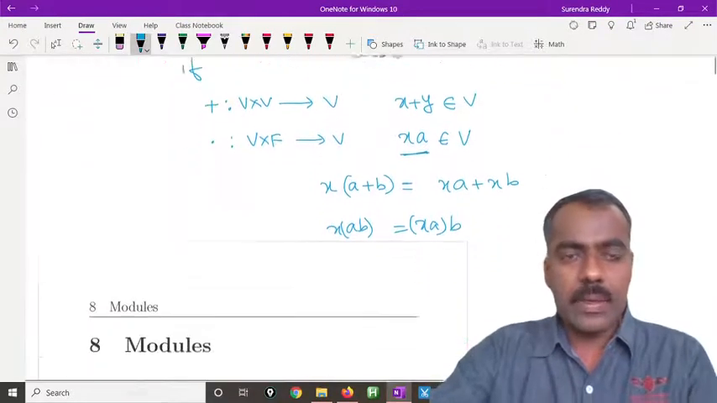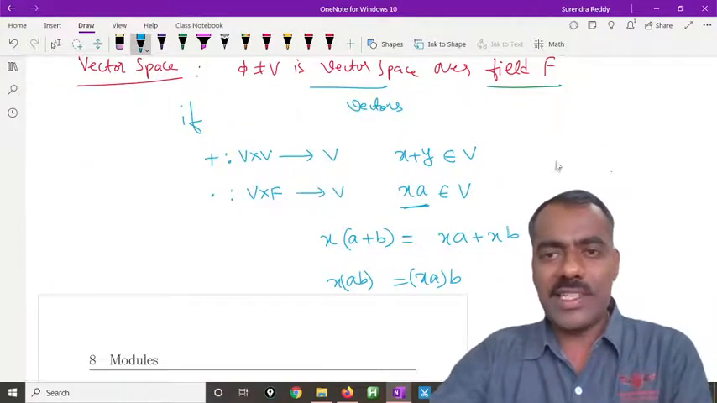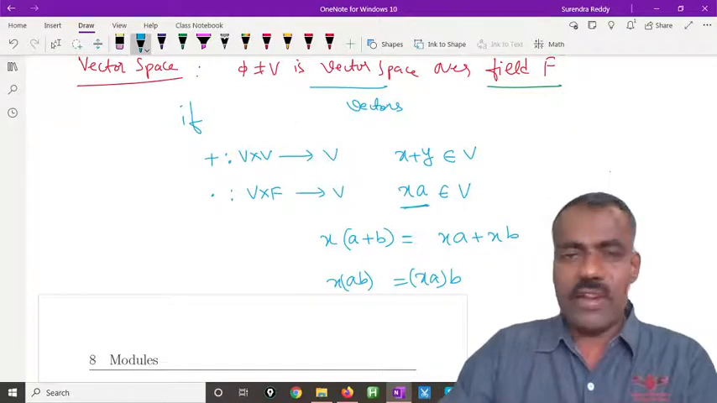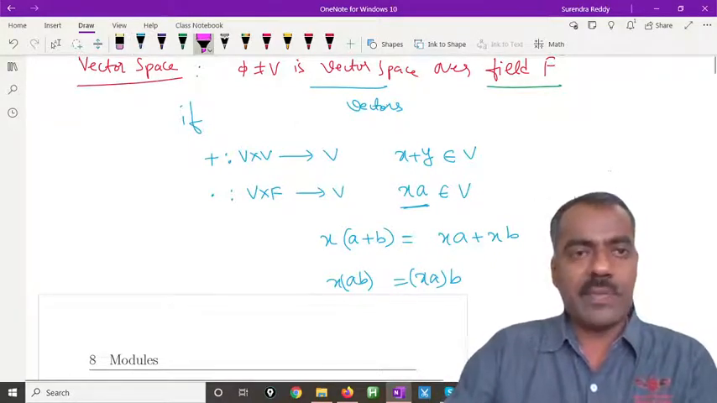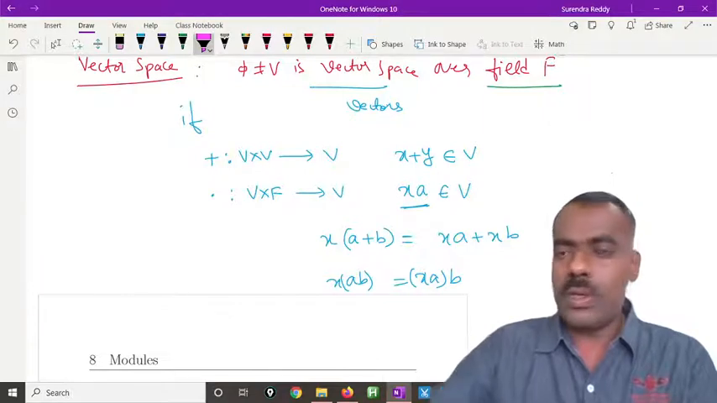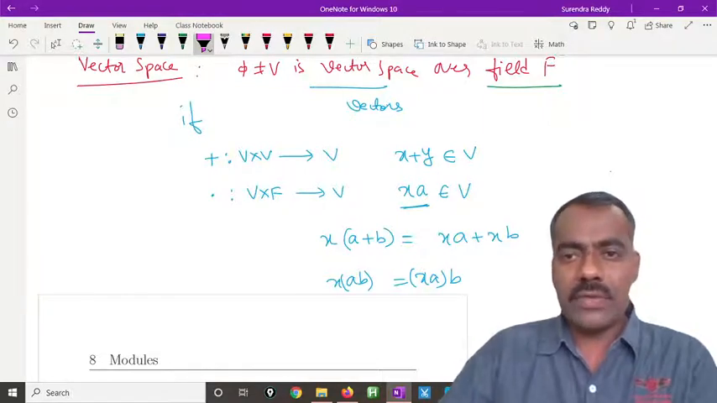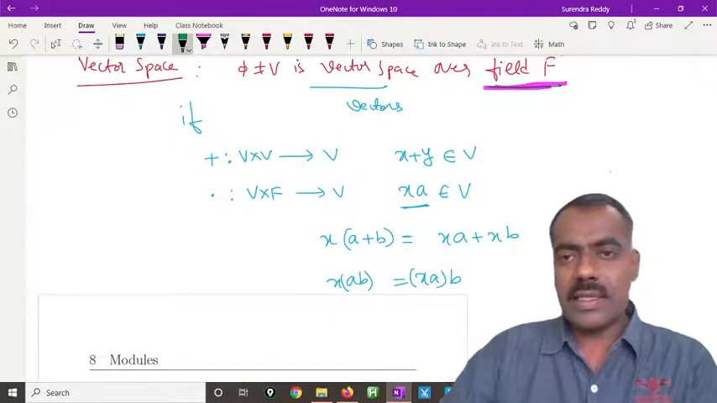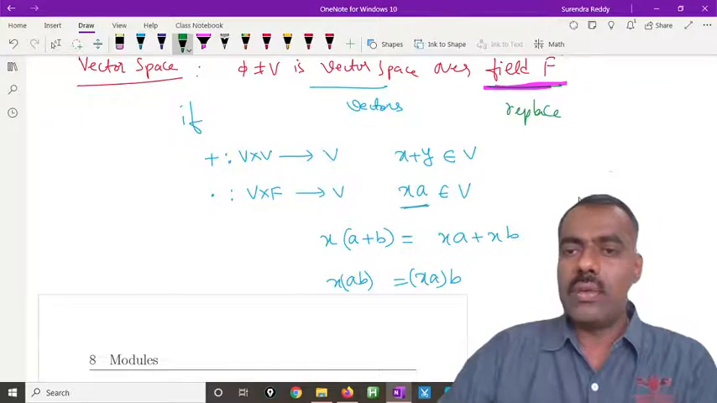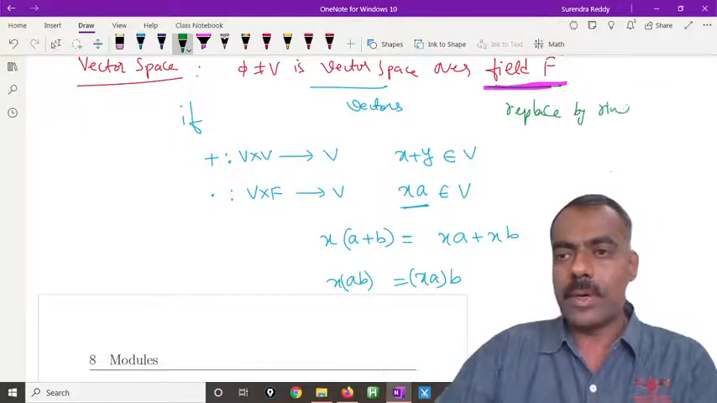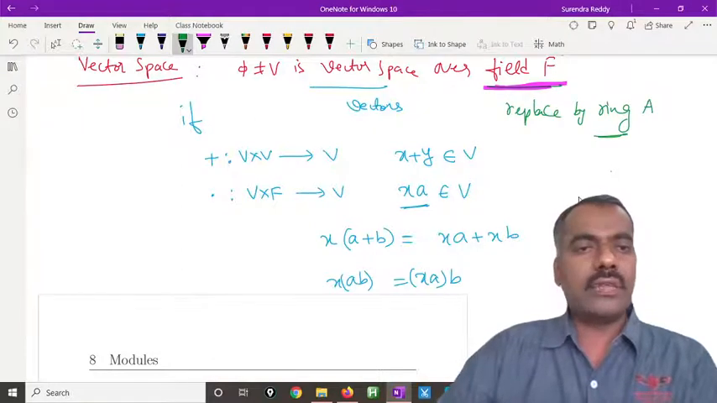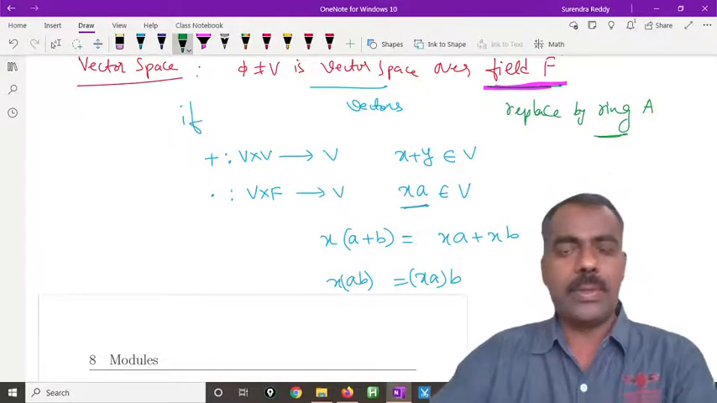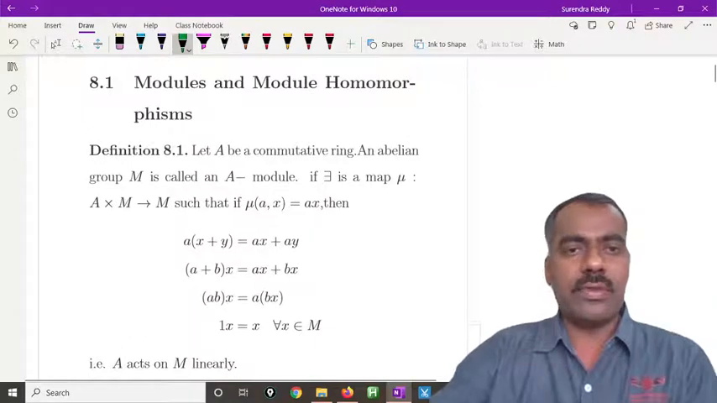Now, a module is similar to this concept. In fact, it is more generalized than a vector space. Here what we are taking is a field, but if we replace this by a ring, you can call it R or A, whatever, then what we get is called a module. So that is the concept of a module.